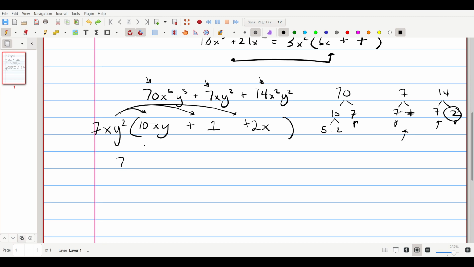So our factored form, our simplest factored form from here is now this, because 7xy squared is our greatest common factor.